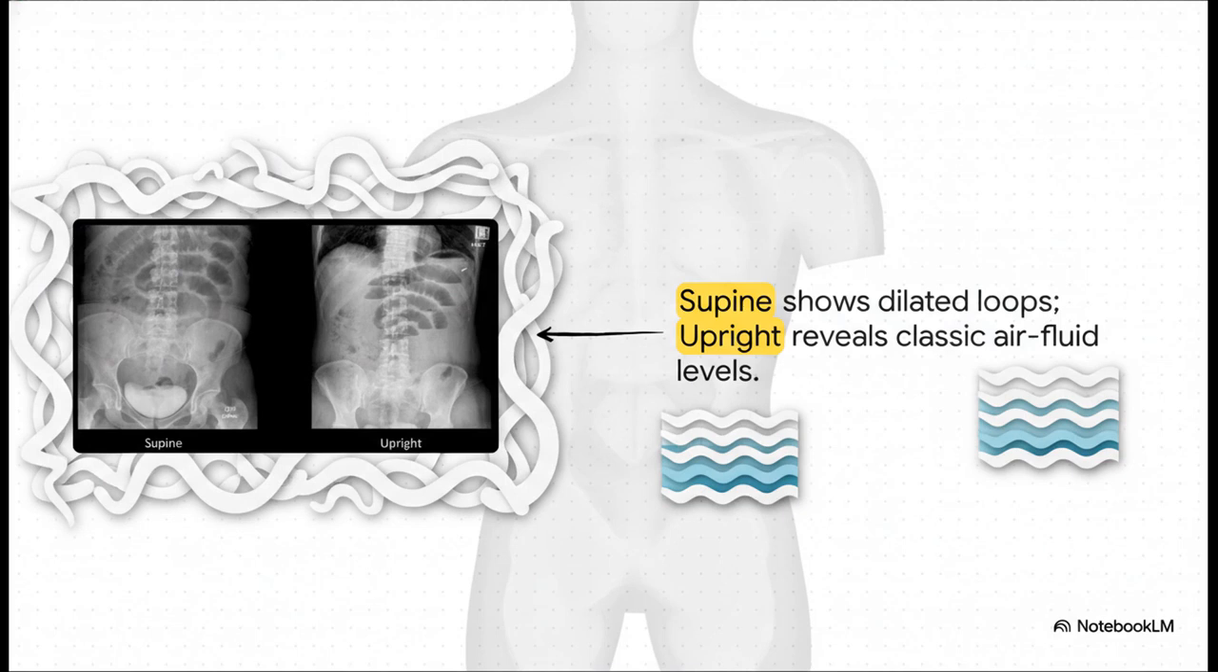Now, what's really useful here is this comparison. For a small bowel obstruction, we have the supine film on the left and the upright film on the right. In the supine view, sure, you can see multiple dilated loops of small bowel. But look at the upright film. That's where the diagnosis just pops out at you. You see those beautiful multiple air fluid levels? That's what makes it obvious.